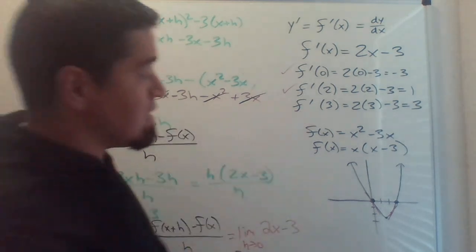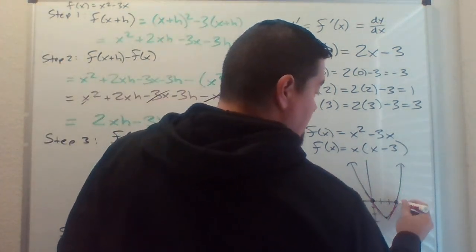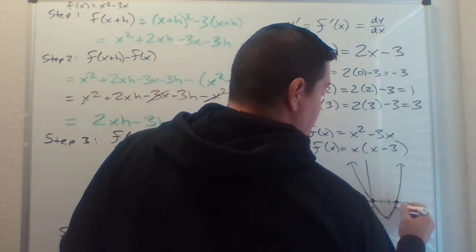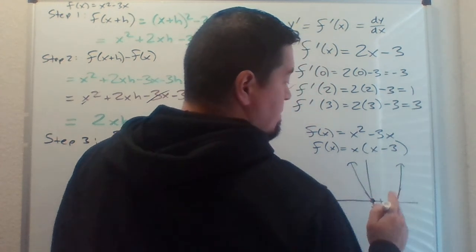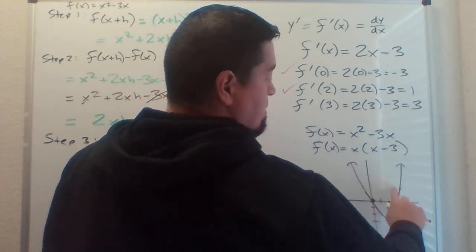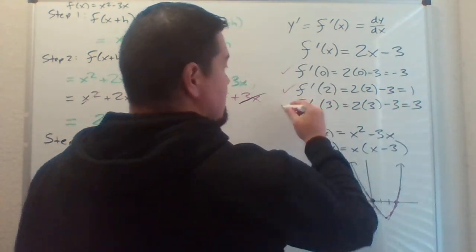And then at 3, our slope again appears to be positive. But if I were to draw a slope there, it would be a little bit steeper. And that appears to be about an up 3 over 1, just like this says. Okay?